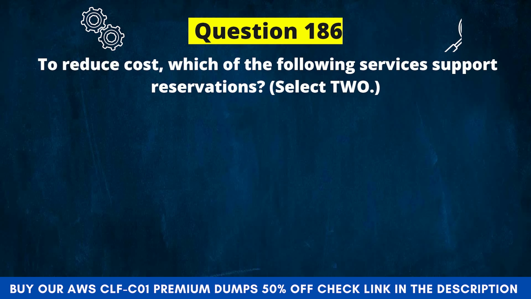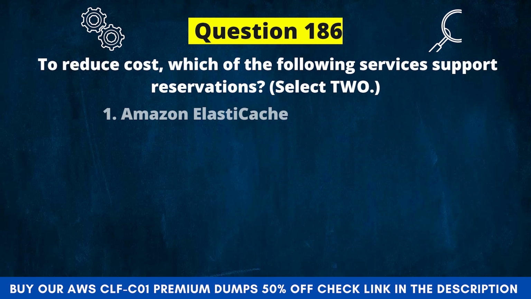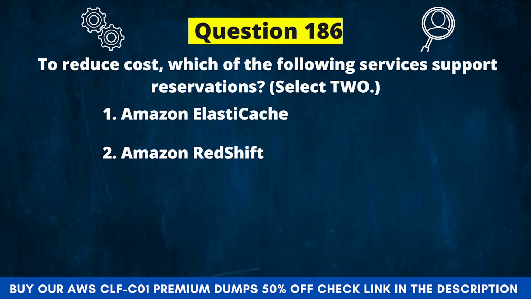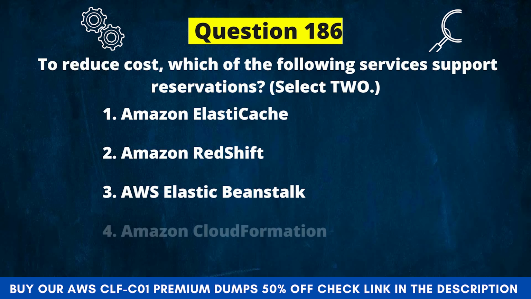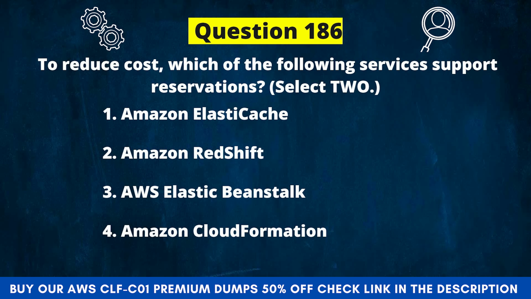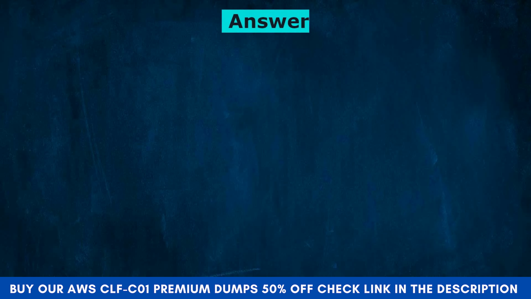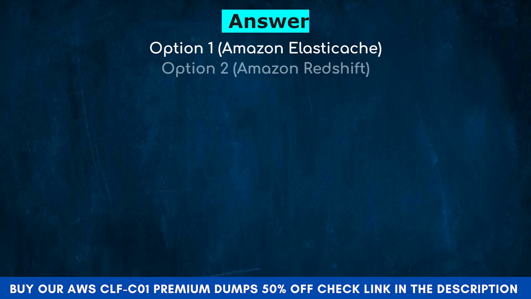To reduce cost, which of the following services support reservations? Select 2 options. Now the options are: Option 1, Amazon ElastiCache. Option 2, Amazon Redshift. Option 3, AWS Elastic Beanstalk. Option 4, AWS CloudFormation. Option 5, Amazon S3. And the correct answer is Option 1, Amazon ElastiCache, and Option 2, Amazon Redshift.